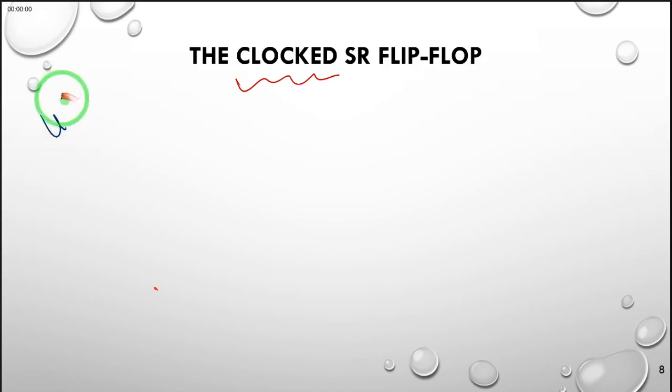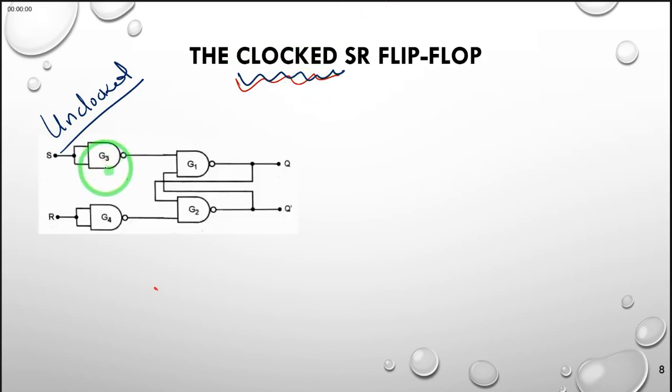We have met the unclocked SR flip-flop, and the only difference with what we are going to be discussing next is that the clocked SR flip-flop has the inputs to gates G3 and G4 modified such that the two inputs are not shorted. These two inputs are fed with our clock pulse, and therefore when the S changes, the change is going to be effected or implemented by the clock pulse.